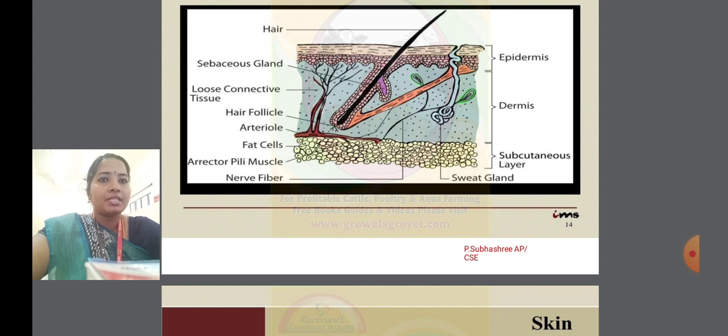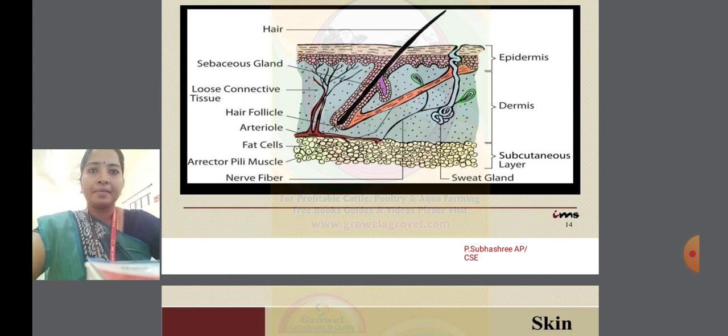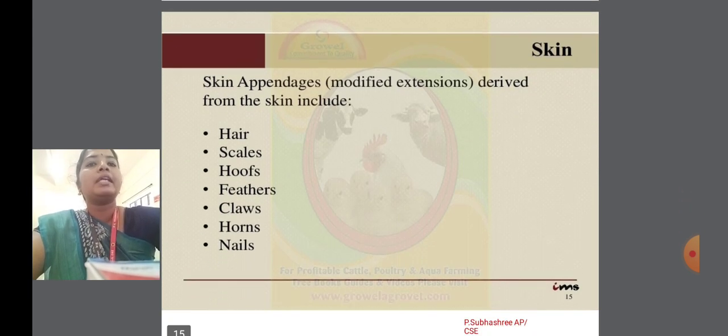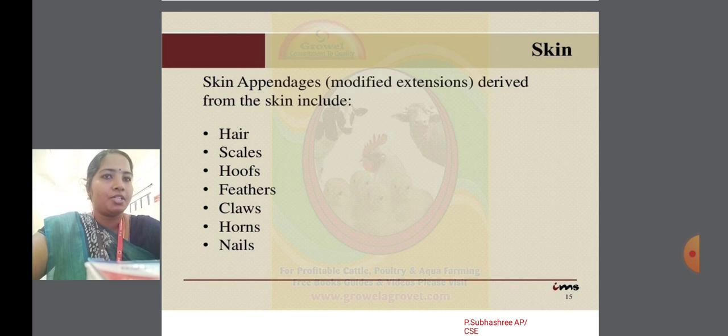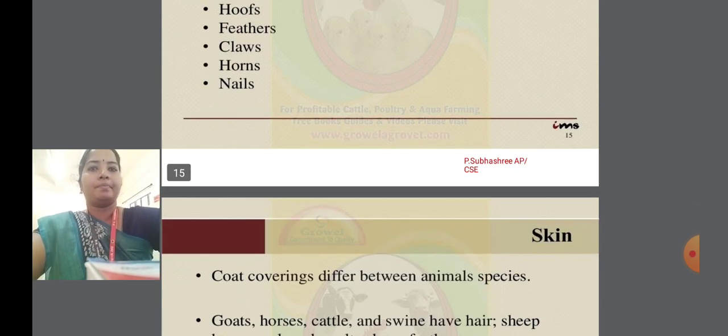The sebaceous gland is also here, covering the follicle. A sebaceous gland is a fat gland. Loose connective tissues are also there, giving some air space. The hair follicle, arteriole and fat cells are also there to protect our muscles. There is a sweat gland too. Skin appendages, modified extensions derived from the skin, include hair, scales, hoofs, feathers, claws, horns and nails. It depends on the animal and its body.